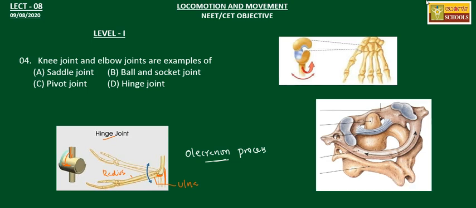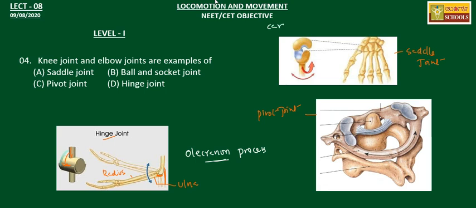Now we know already the ball and socket type of joint. Here about the saddle joint. So coming to this saddle joint, here I'm showing the example for the saddle joint, and this one is for the pivot joint. So example for this saddle joint is the carpo metacarpal joint.